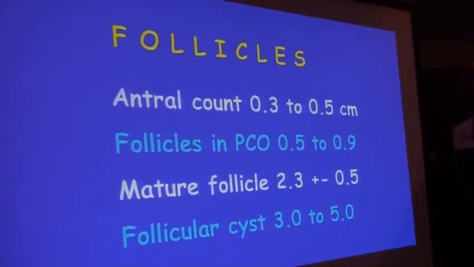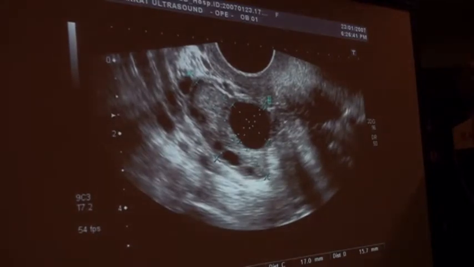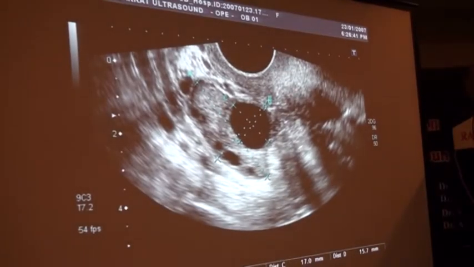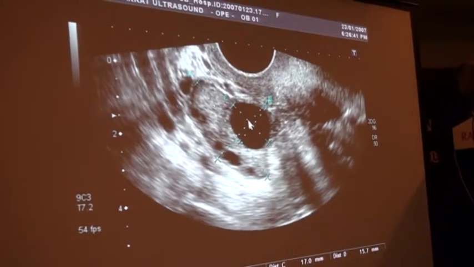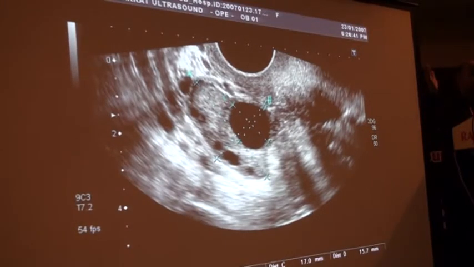That's a normal follicle. What is the definition of a follicular retention cyst or a follicular cyst? 3 to 5. Anything which goes beyond is a large ovarian cyst. A word of caution. When you see a large follicle, is this follicle going to rupture? When is it going to rupture?